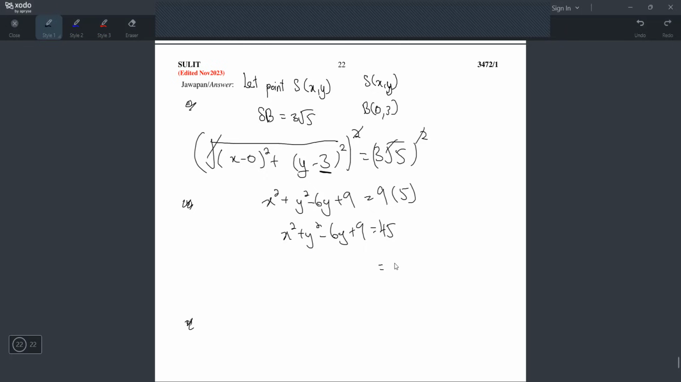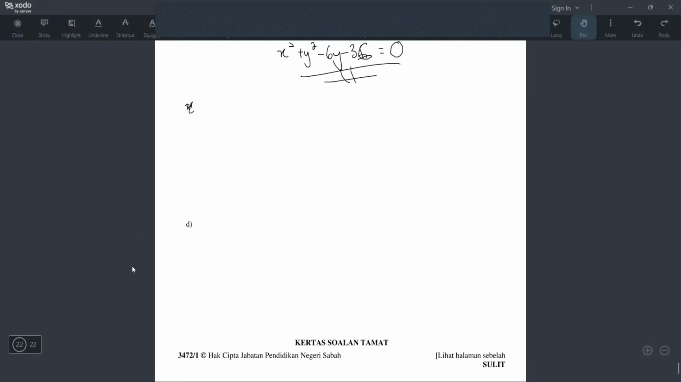But usually we want our equation to be in general form, meaning equals 0. So what you do is x squared plus y squared minus 6y, the 45 you move here and it becomes minus. What is 9 minus 45? Press calculator, negative 36. Right? So this will be the equation of the circle. This is the answer, right? And this is the equation of the circle.